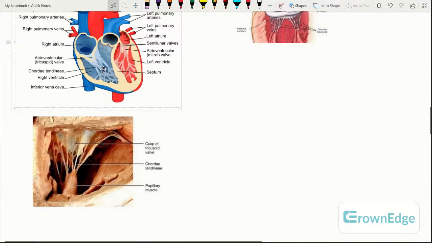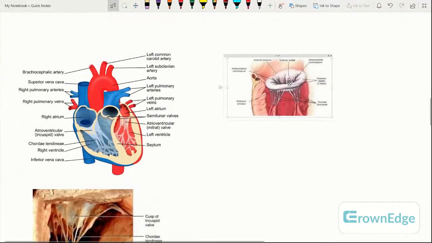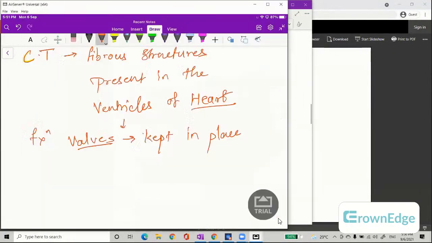So this is your chordae tendineae, shown over here, and you can see the valve here. This valve should not go in the reverse direction, and that's why the chordae tendineae keep the valve in place. They act as a hinge, you can say, so that the door will not open in the opposite manner, or cross the line of the ventricle. So that is nothing but your chordae tendineae. So you can answer now. What should be the answer of this question?